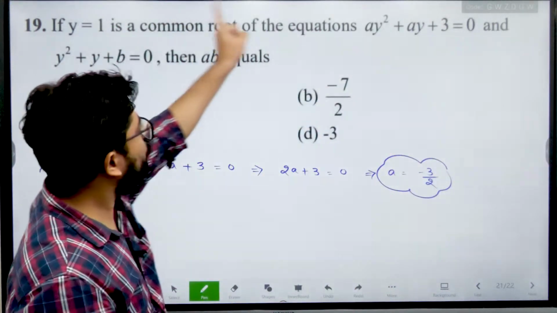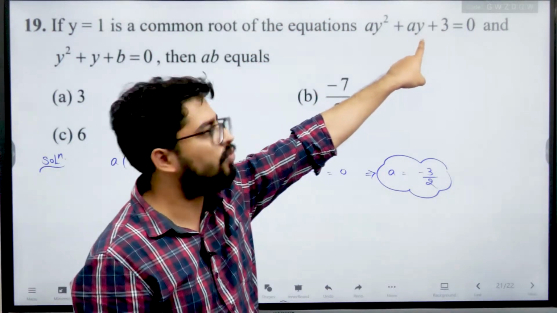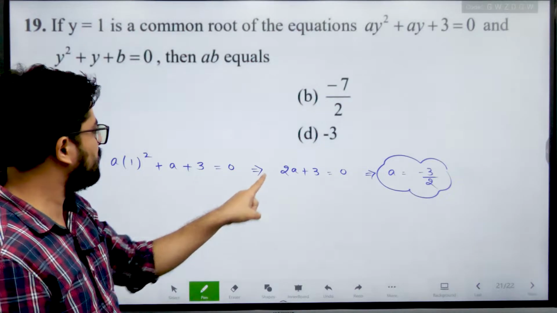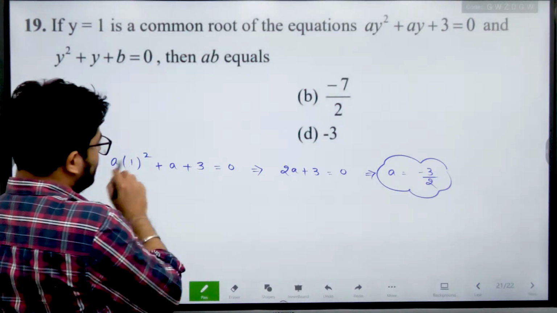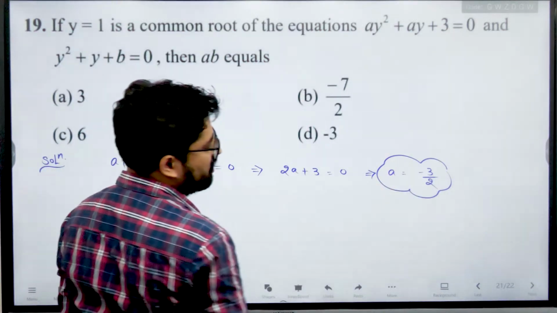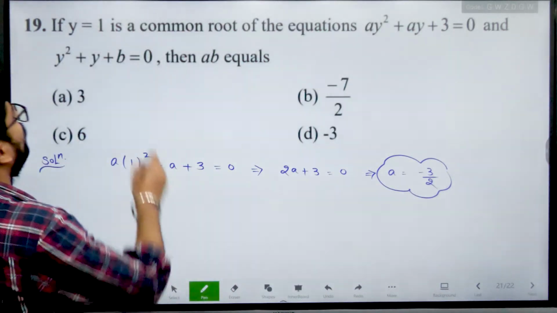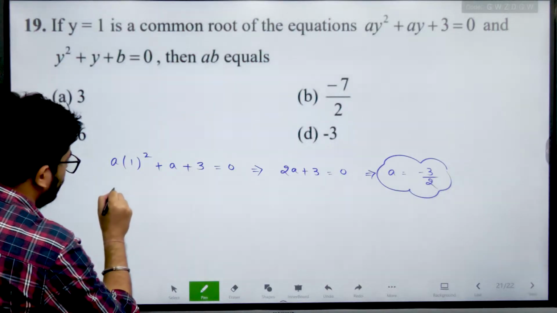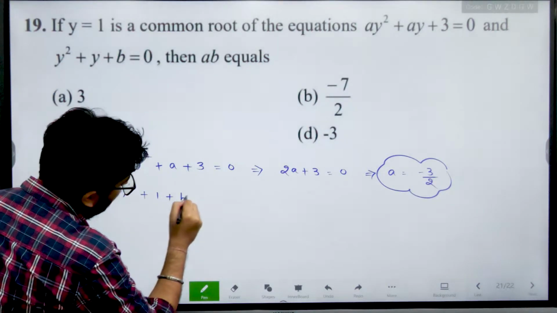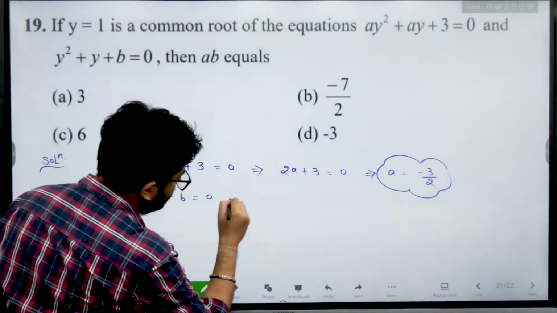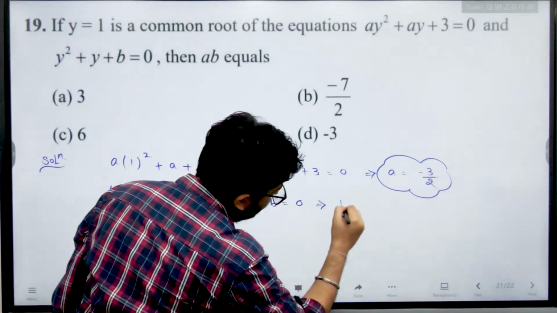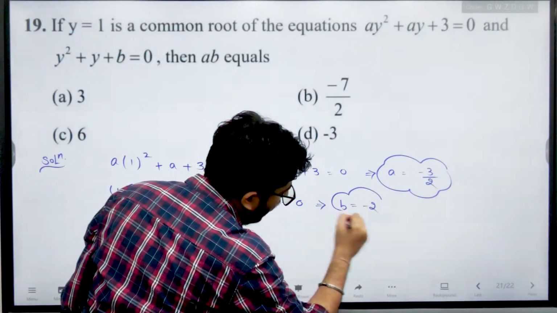If 1 is the root of this equation, it must satisfy this equation. So a into 1 square plus a into 1 plus 3 is equal to 0. 1 square is 1, so a plus a, 2a plus 3 is equal to 0, which means a is equal to minus 3 by 2. Now 1 is also the root of this equation, so 1 square plus 1 plus b is equal to 0. So 2 plus b is equal to 0, and from here you can say b is equal to minus 2.